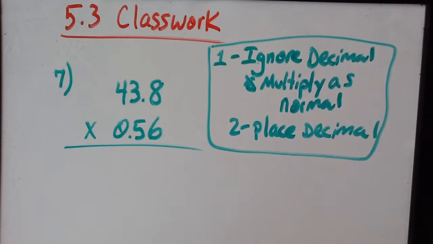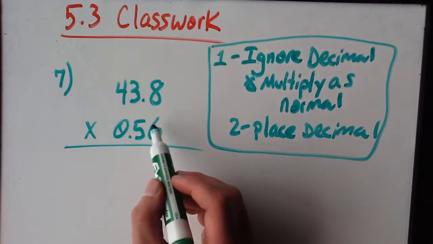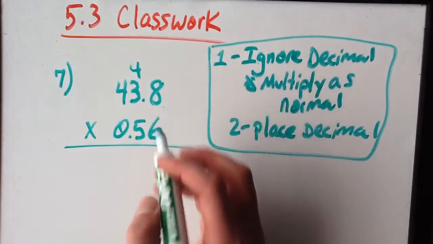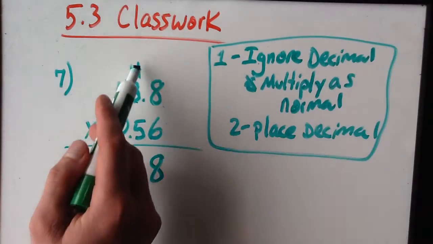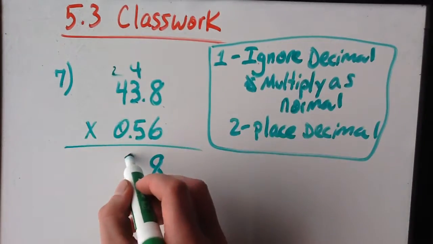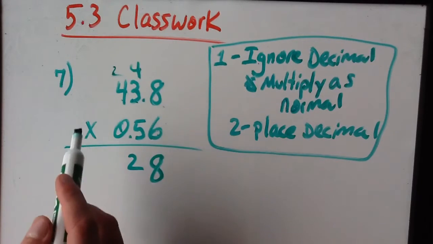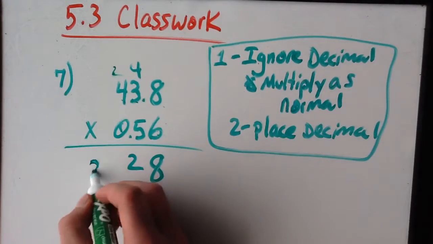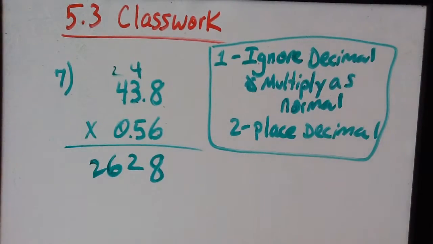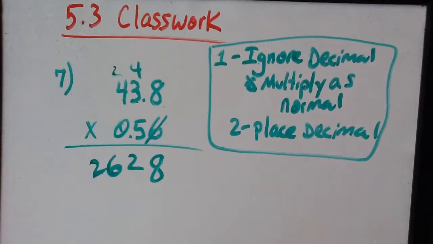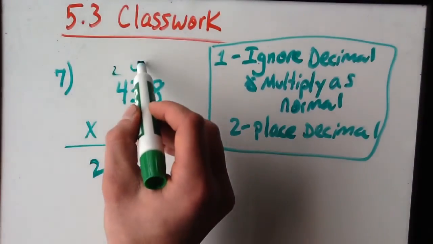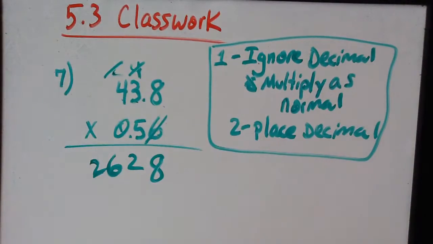I'm going to ignore the decimals and multiply as normal. 6 times 8, that's 48. 6 times 3 is 18. 18 plus 4 is 22. And 6 times 4 is 24, plus 2 is 26. Okay, so my first row is 2628. I've already used this digit. I'm going to cross it out, that way I don't get it confused. I'm also going to cross out the 2 and the 4 that I carried because I'm done using those.